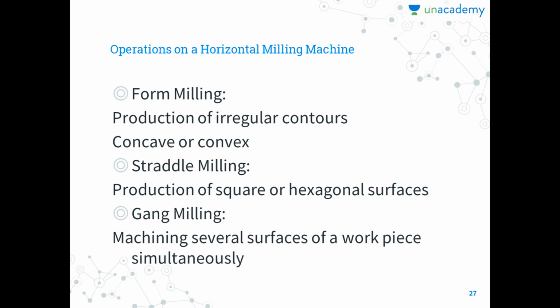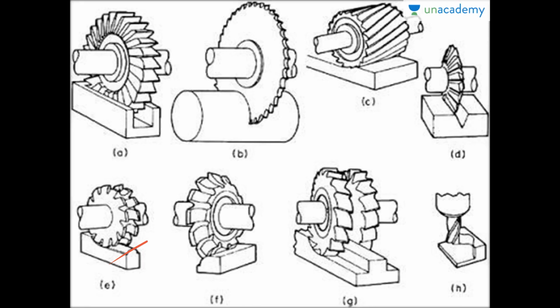Then you have straddle milling. Straddle milling is the process of producing square or hexagonal surfaces vertically on the workpiece using two side milling cutters. Then you have gang milling. Gang milling is a process of machining several surfaces of a workpiece simultaneously in one pass. It consists of a number of desired cutters which are mounted on the same arbor.